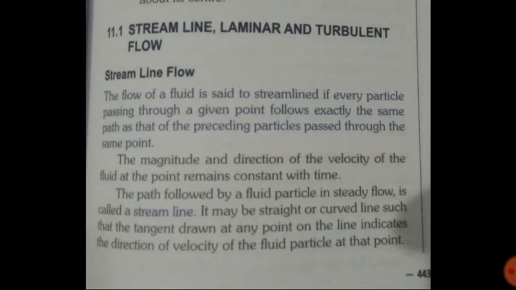So let's see what its definition is here. The flow of a fluid is said to be streamlined if every particle passing through a given point follows exactly the same path as that of the preceding particles that passed through the same point. In this case the magnitude and direction of the velocity of the fluid at the point remain constant with time. That means from a particular point, whatever particles flow will have the same velocity and same direction. The path followed by a fluid particle in steady flow is called a streamline.